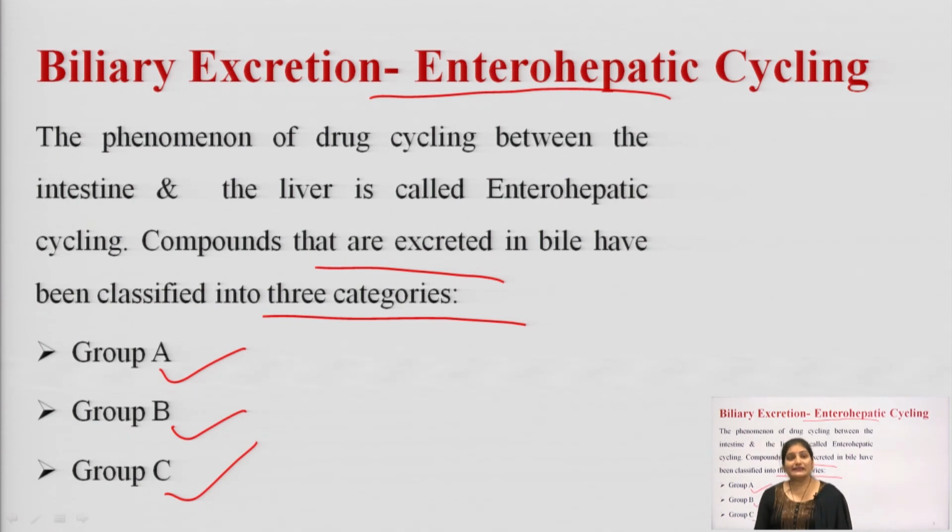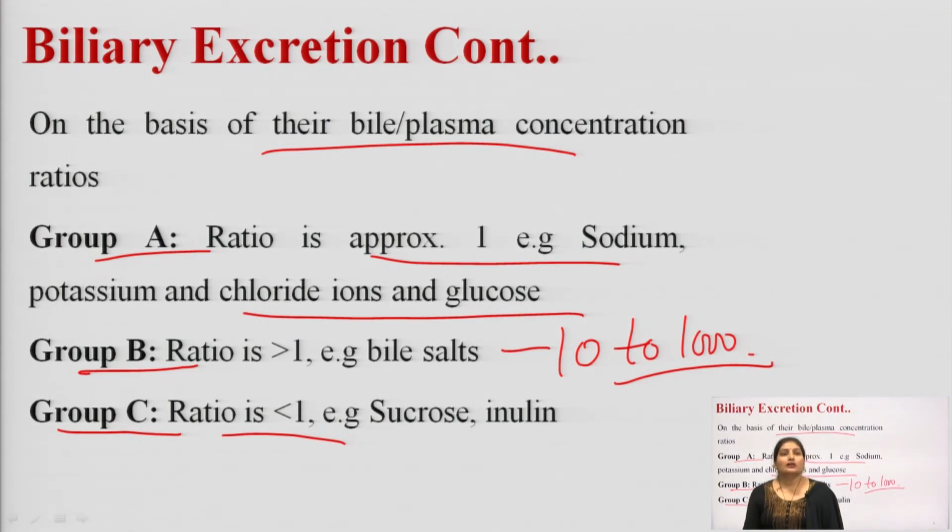Okay. In the biliary excretion, there is a drug cycling between the intestine and the liver, that is called the enterohepatic cycling. Okay. So, the compounds that are excreted in the bile are categorized into 3 different categories on the basis of their ratio of bile to plasma drug concentration: group A, group B and group C. So, what is group A? In group A, the drugs are placed which have a bile to plasma drug concentration ratio of approximately 1.